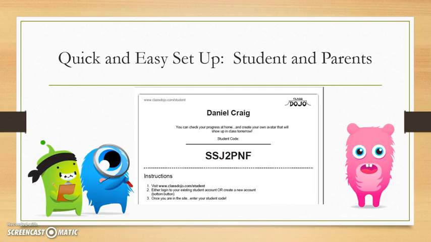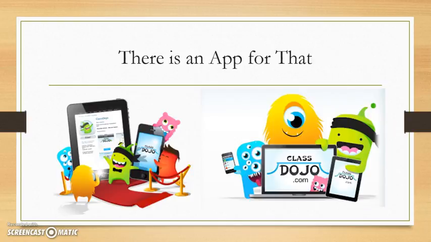You can easily print student and parent invitations. Each child will have a unique code, but once they log in, they just need to remember their login and password. Class Dojo is accessible from Apple and Android devices. This means that teachers don't have to be tied to a desktop to use it.